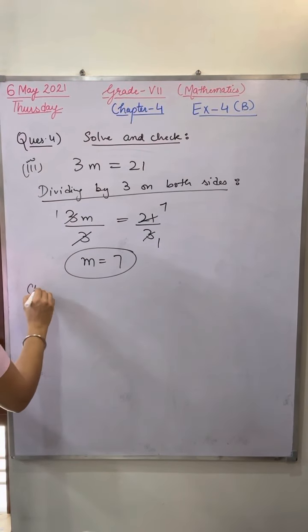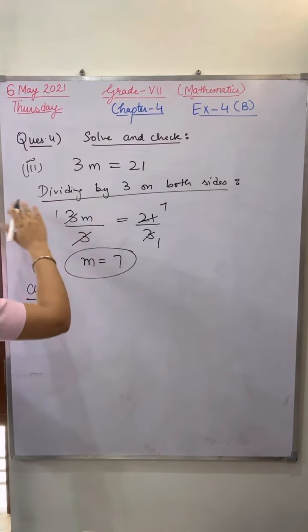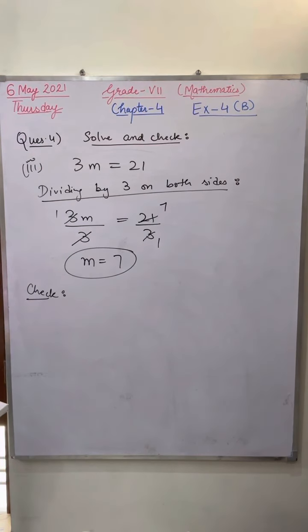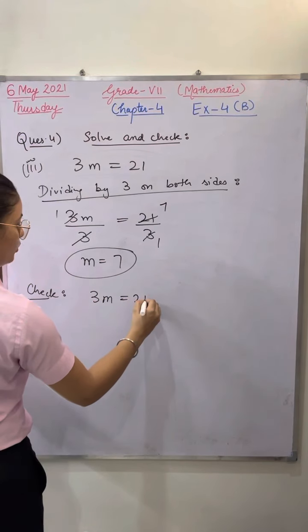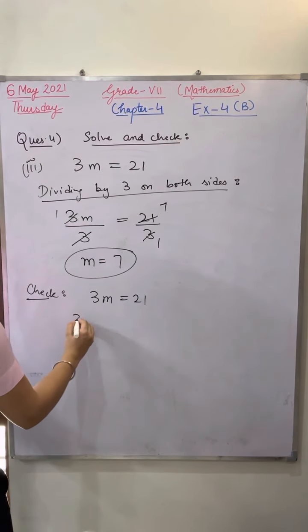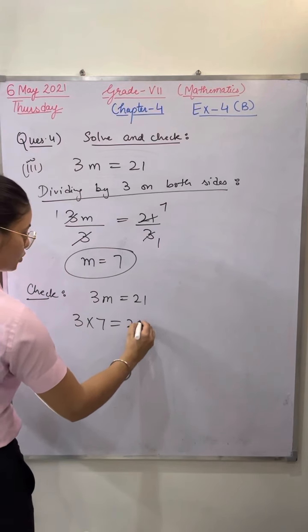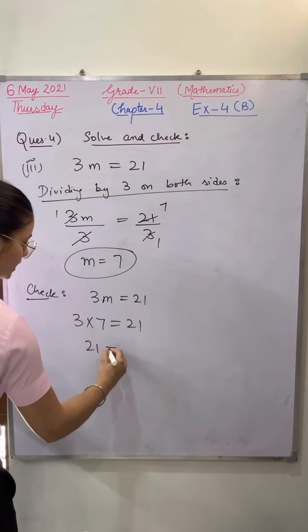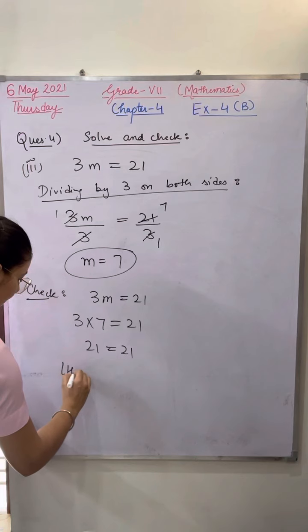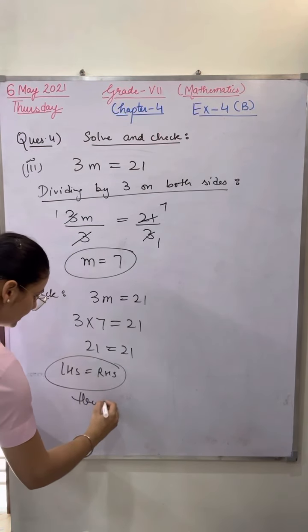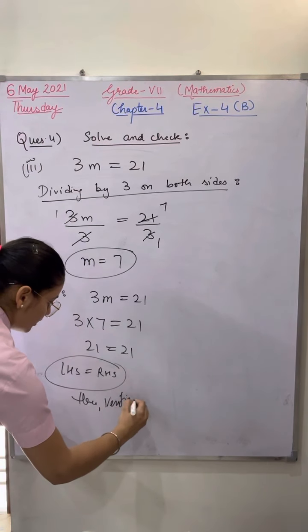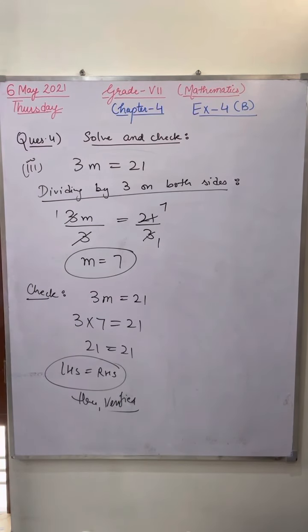Now everyone look here. Only one step I have to apply in this question. After that you have to check your question. 3M is equal to 21. You have to put the value of M here. 3 multiplied by 7 is equal to 21. 3 sevens are 21, equal to 21. So left hand side is equal to right hand side, and hence it is verified. And hence your answer M is absolutely correct. Any doubt is there?